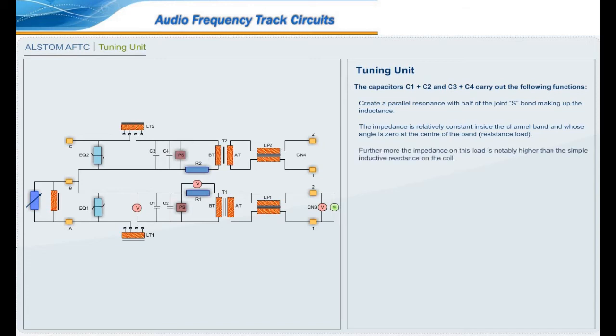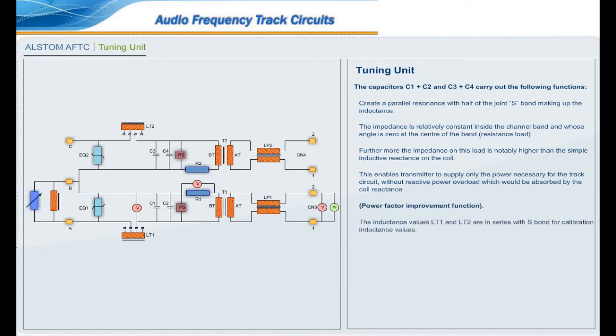Resistance load. Furthermore, the impedance on this load is notably higher than the simple inductive reactance on the coil. This enables the transmitter to supply only the power necessary for the track circuit without reactive power overload, which would be absorbed by the coil reactance. Power factor improvement function. The inductance values LT1 and LT2 are in series with S-bond for calibration inductance values.